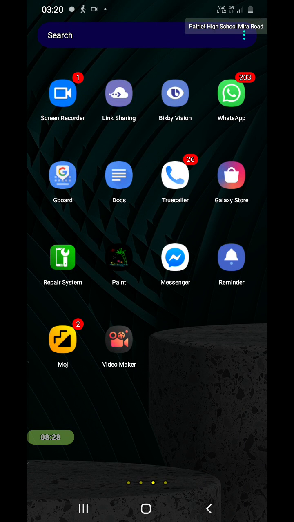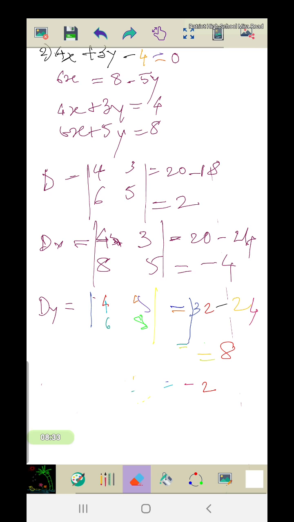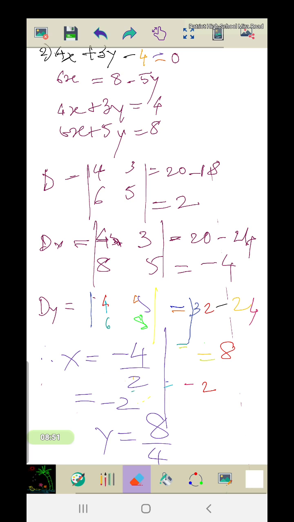Therefore x is equal to Dx upon D, which is minus 4 upon 2. So it is minus 2. y is equal to Dy upon D. Sorry, y is equal to 8 upon 2, which is 4. The value of y is 4.